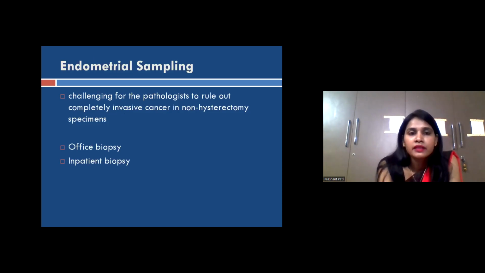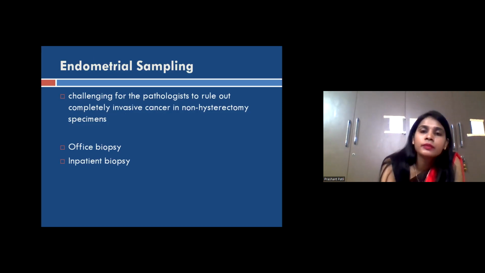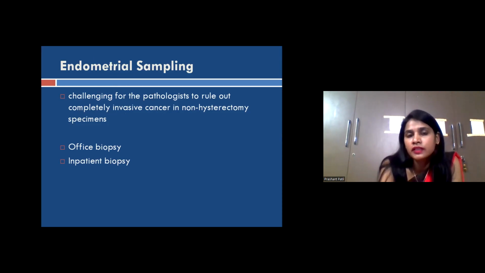Coming to the sampling techniques, because of the complex pattern in the histopathology, it is quite challenging for the pathologist to completely rule out invasive cancer on office biopsy samples, because the studies have told that in non-hysterectomy samples, it's quite challenging to rule out invasive cancer completely. They will give a hyperplastic endometrium with atypia, but not invasive cancer, unless there are markers like a cribriform pattern or maze-like pattern. These are the distinct markers to call it invasive cancer.